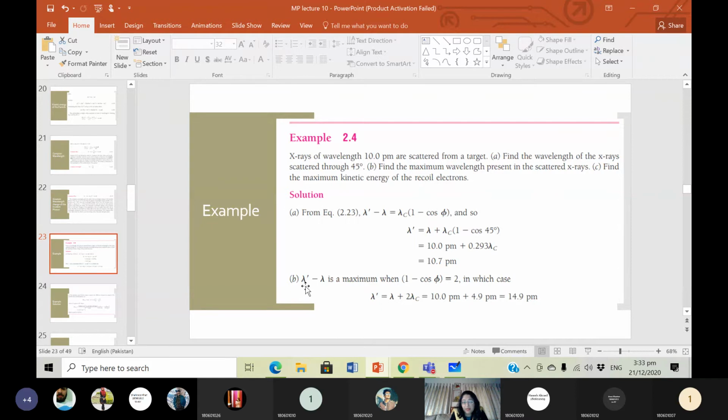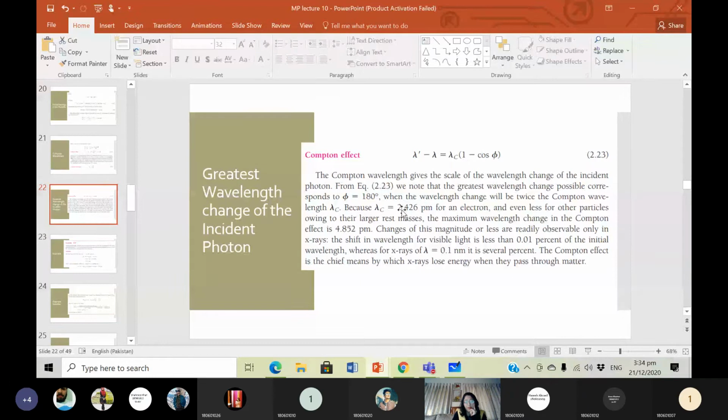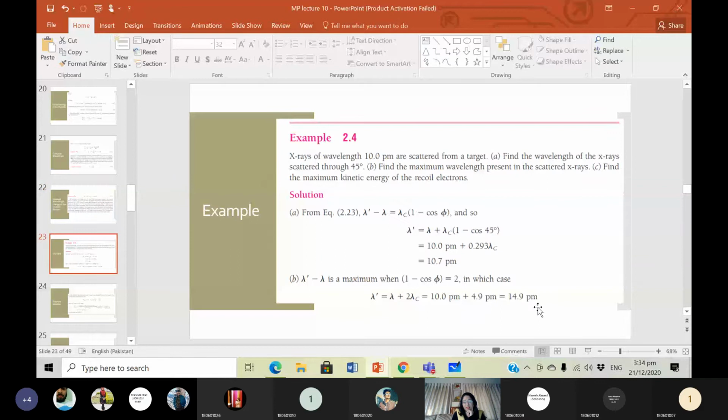So as we said before, the change in the wavelength is maximum when 1 minus cos phi equals 2, at phi equals 180 degrees. In which case we will have lambda dash equals lambda plus 2 times the Compton wavelength. So that will be 10 picometers plus 2 times the Compton wavelength, which is 2.426 picometers. Okay, so when we put that value, we will get 14.9 picometers. So this is the maximum wavelength that the scattered X-rays can have.